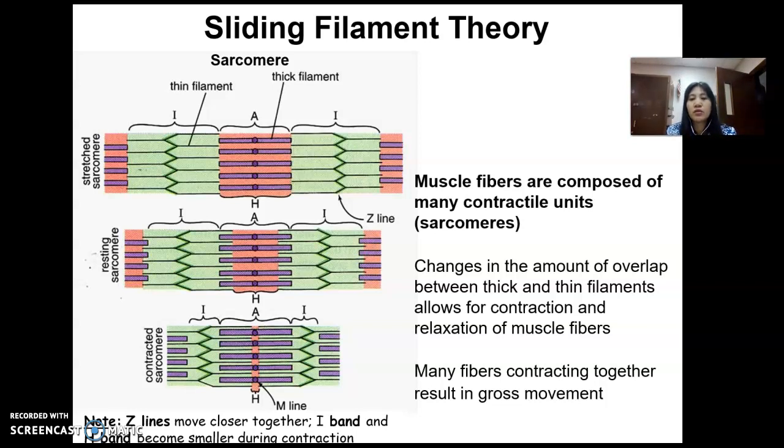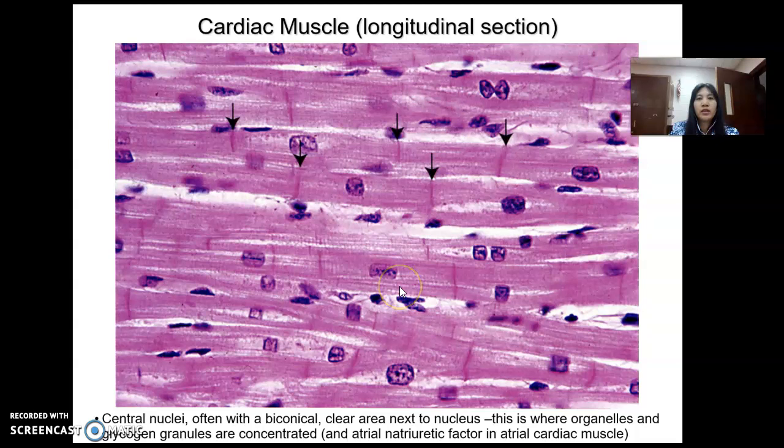Okay, it's nice to know all of this. So many fibers in our body contract together, and it results in our movement. We move because our muscles contract and relax in some ways. So another one here that I will show you is a cardiac muscle.